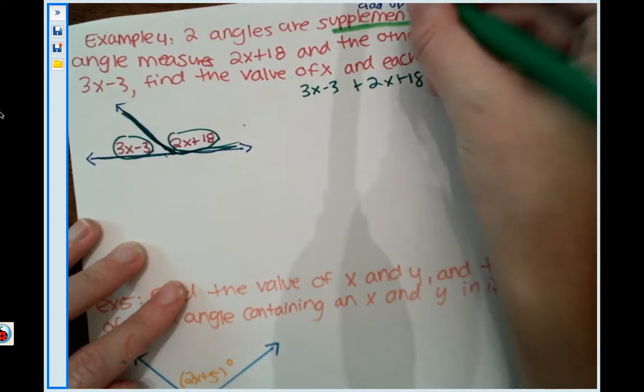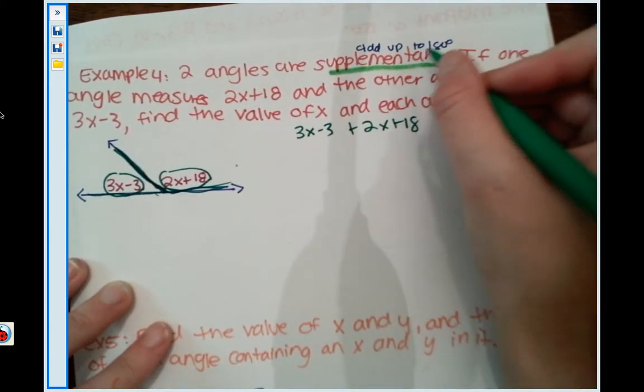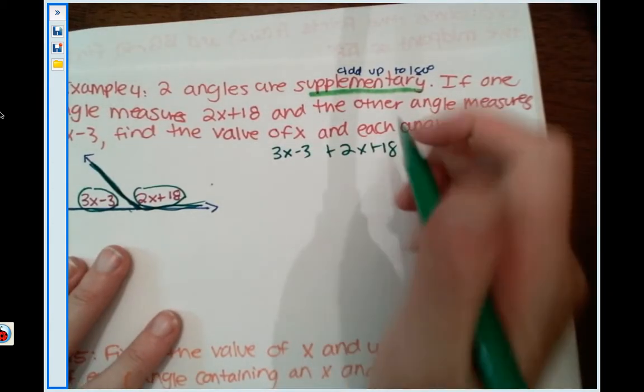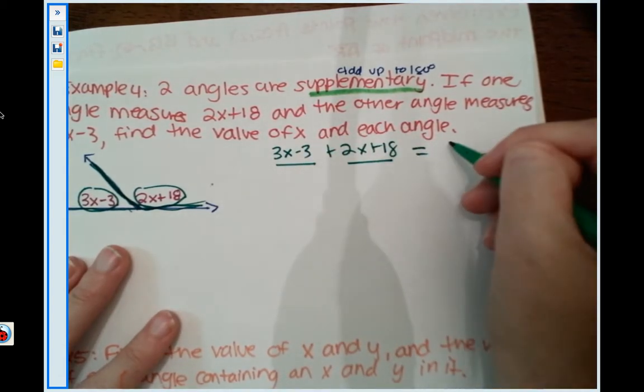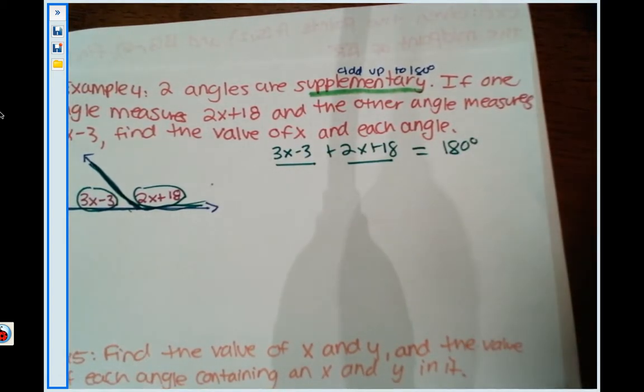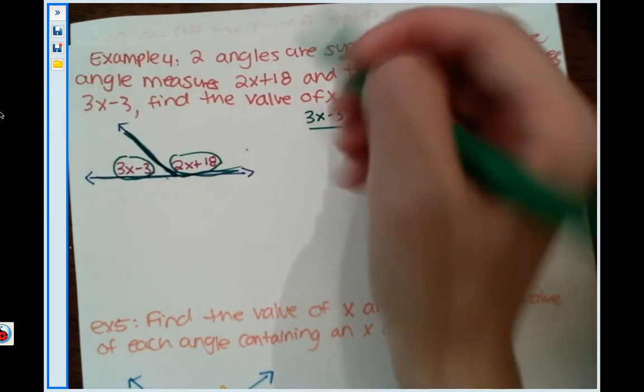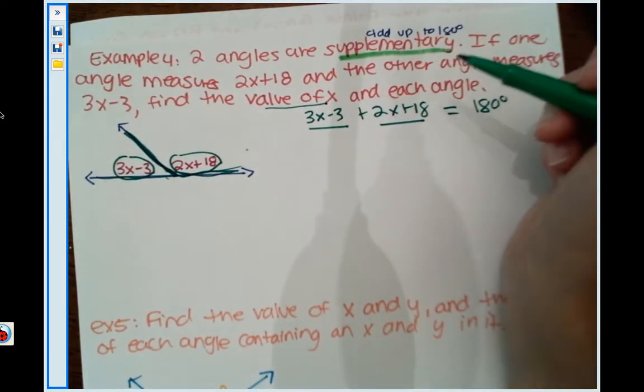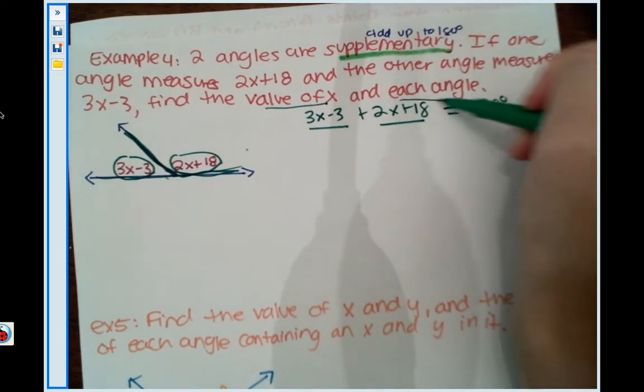Okay, when I add them together, they have to add up to be 180. So this angle plus this angle have to equal 180 when I get done. That's what it means to be supplementary. Alright, so let's start finding the value of x, and once we know the value of x, we can find the value of each angle.